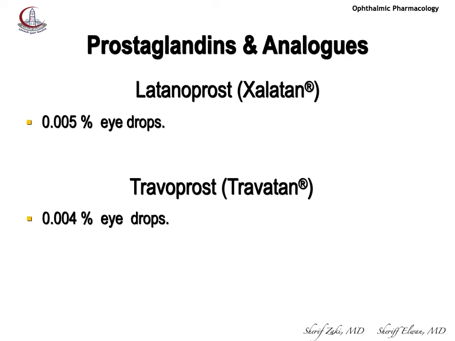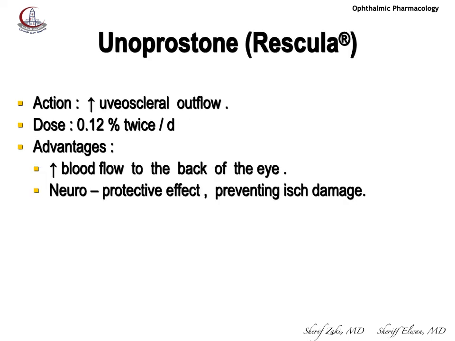Prostaglandin analog preparations are latanoprost, commercially Xalatan, at a concentration of 0.005% eye drops, and travoprost, commercially Travatan, at a slightly lower concentration of 0.004%. Unoprostone or Rescula has the action of increasing the uveoscleral outflow at a dose of 0.12% taken twice daily. Its advantages are increased blood flow to the back of the eye and a probable neuroprotective effect, therefore preventing ischemic changes.